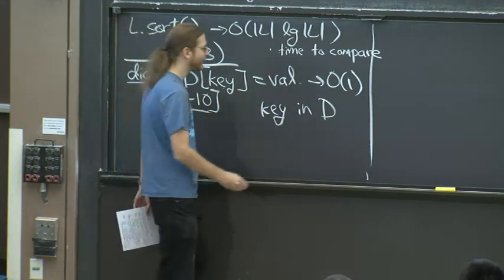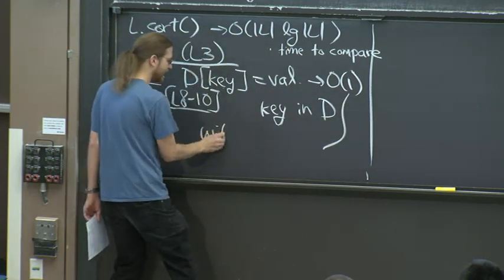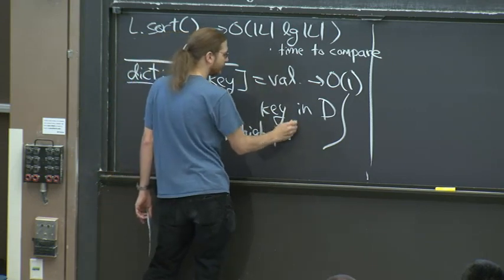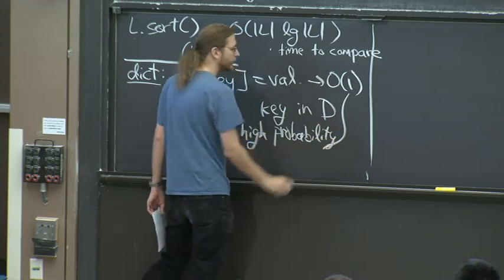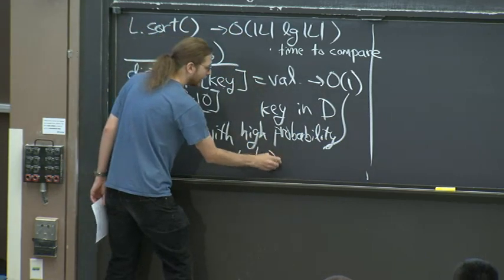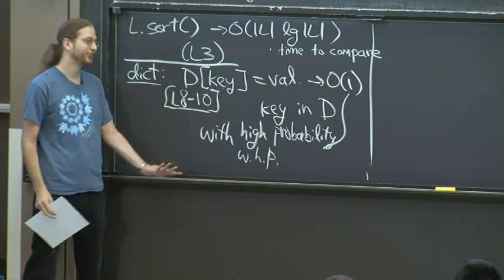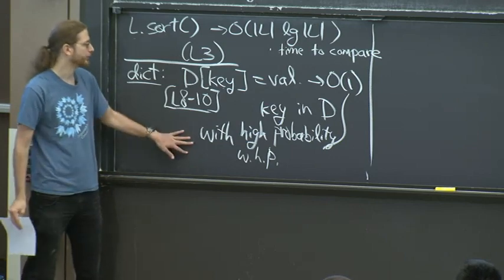I should say a slight catch, which is this is constant time with high probability. It's a randomized algorithm. It doesn't always take constant time. It's always correct. But sometimes, very rarely, it takes a little more than constant time. I'm going to abbreviate this WHP. We'll see more of what that means, mostly actually in 6046. But we'll see a fair amount in 6006 on how this works and how it's possible.